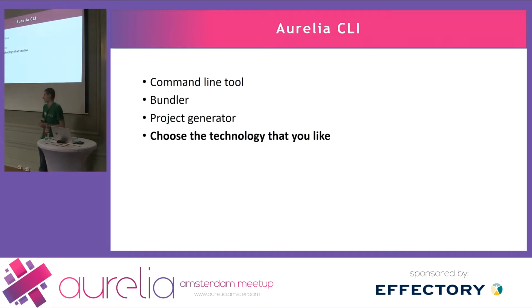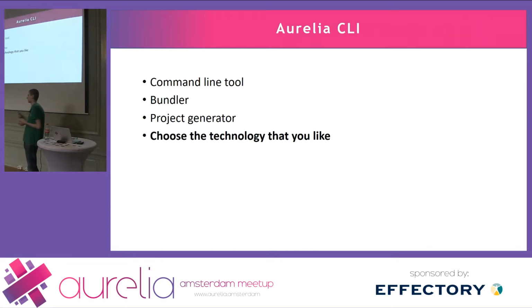Right, so let's talk about the CLI. What is the CLI? CLI is a command line tool. You install it through npm. You use it by using the au command. It is a bundler, so there's an integrated bundler in the CLI. So when you use require.js or system.js as a module loader, you will use the internal bundler of the Aurelia CLI. It is also a project generator. So you can generate Aurelia projects using the CLI.